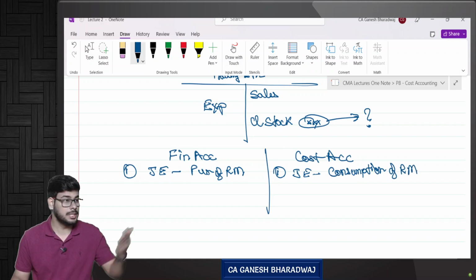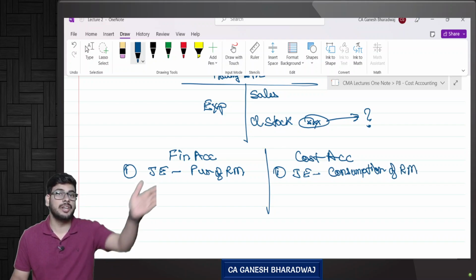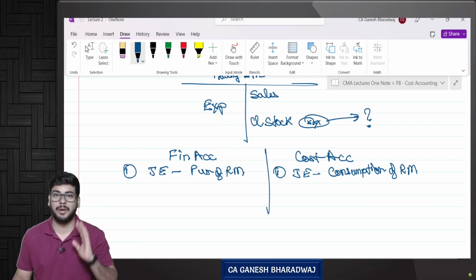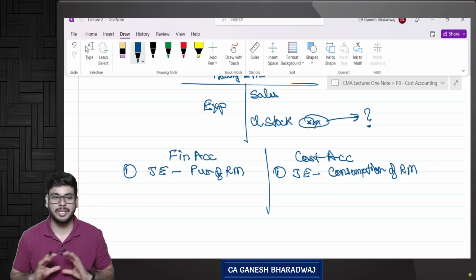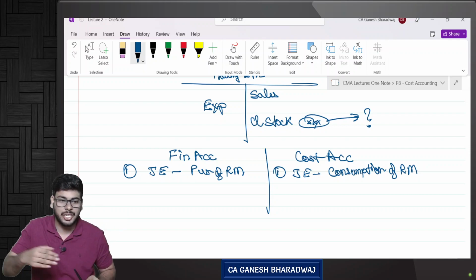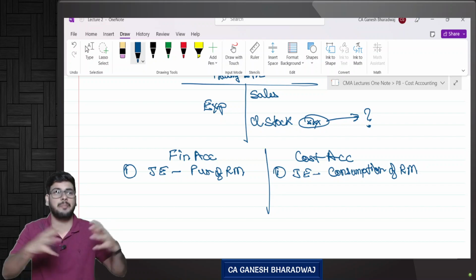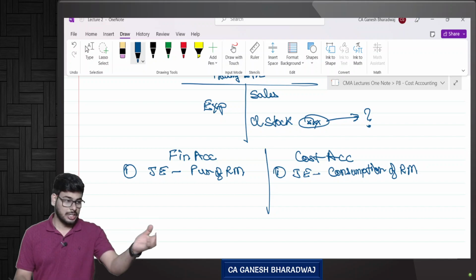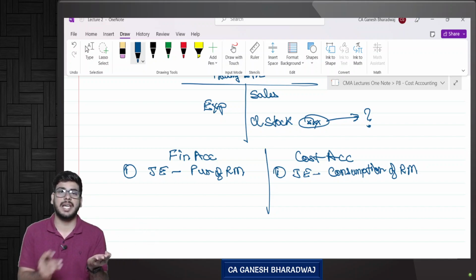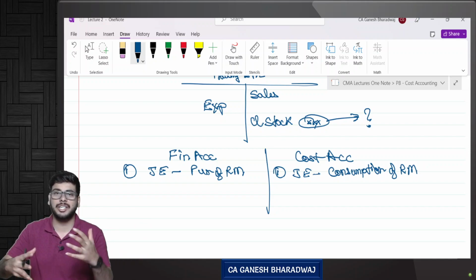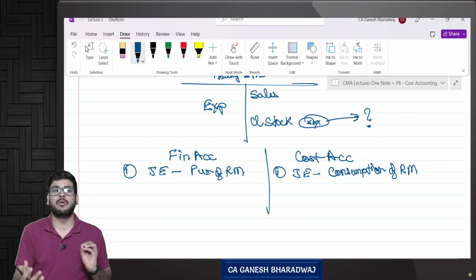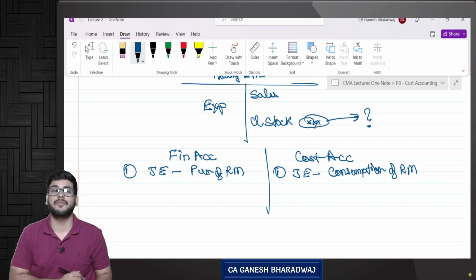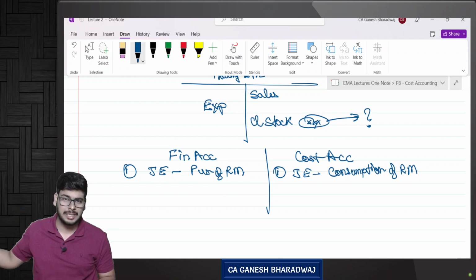Or in other words, in financial accounting, only when you are dealing with an outsider will you pass an entry. Whereas in cost accounts, it's not like that. Every single movement that happens inside the factory also gets tracked under cost accounting. So when material moves from the raw material area into the factory shop and I put it into my machine, I will pass a journal entry for that. What journal entry we will pass, we will see later.